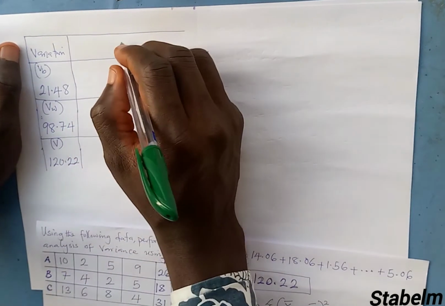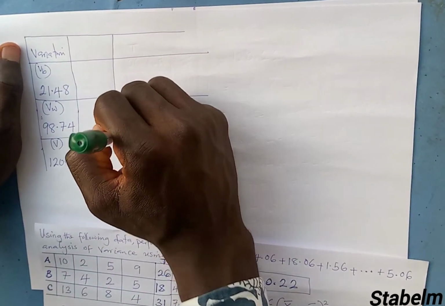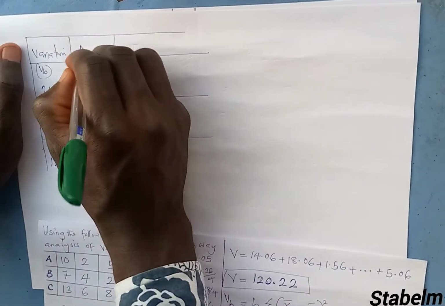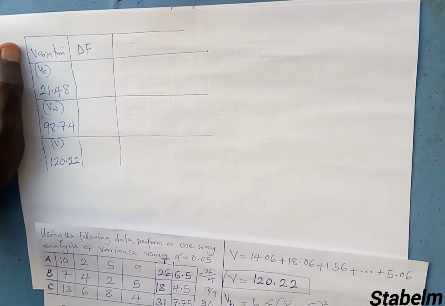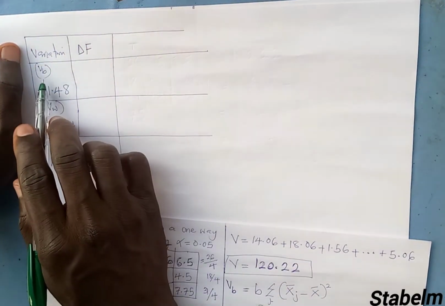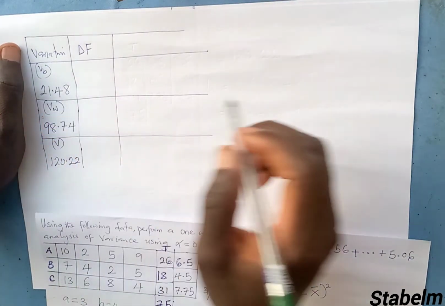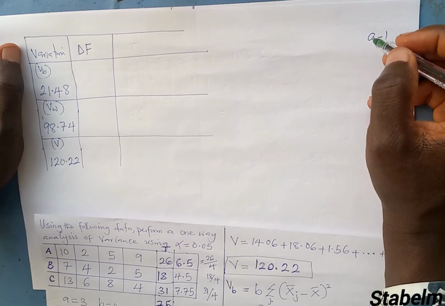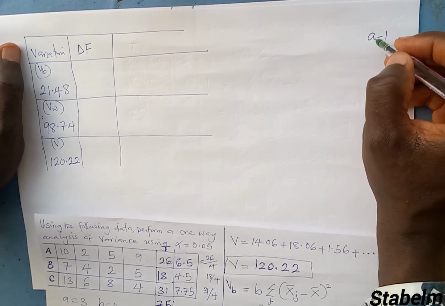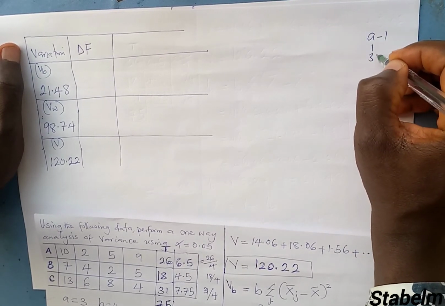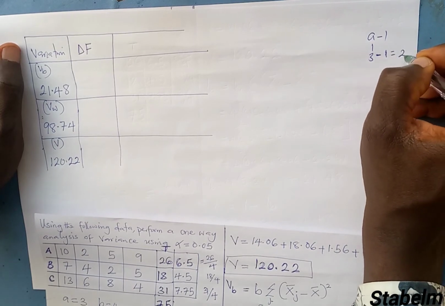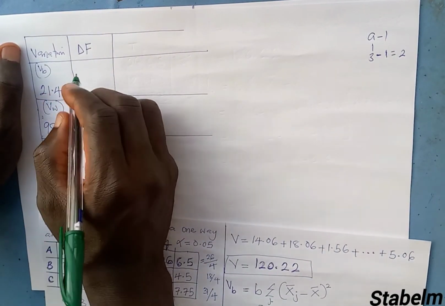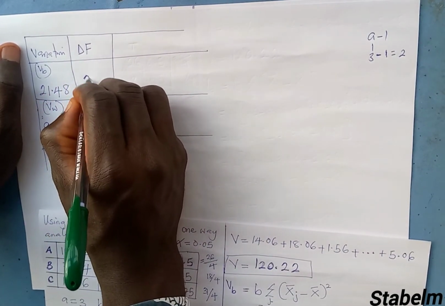The next one is the degree of freedom. We should not forget the degree of freedom for VB is A minus 1, and we already stated that our A is 3. So we have 3 minus 1, which will give us 2. So that is what we are going to have here.